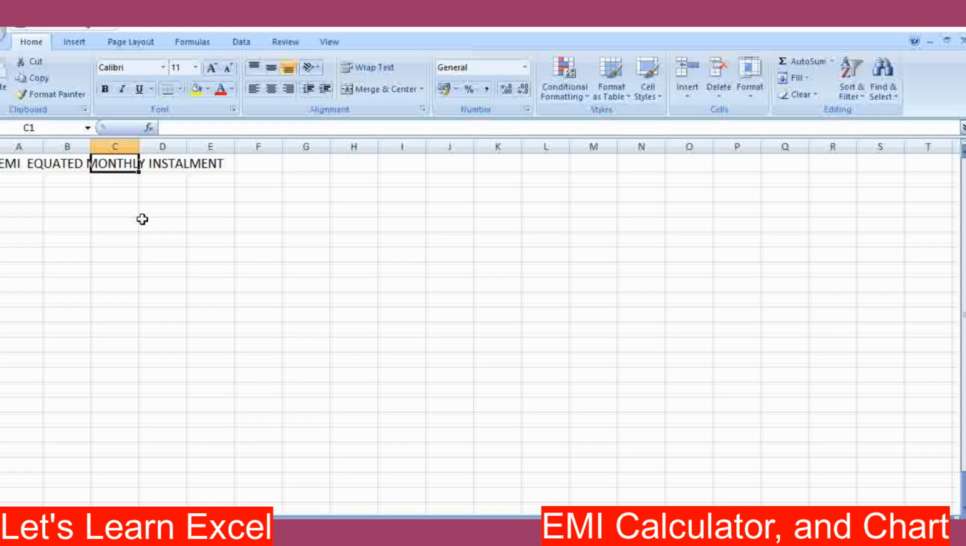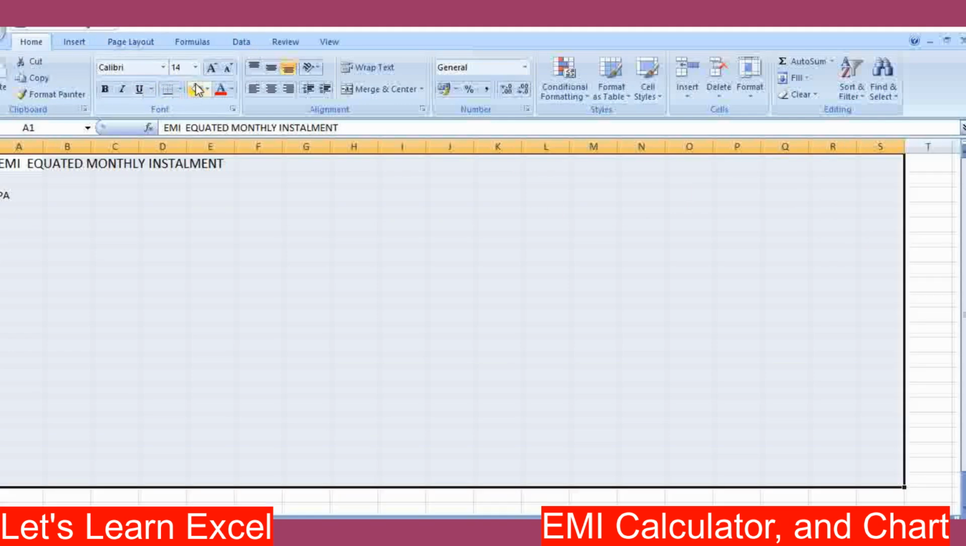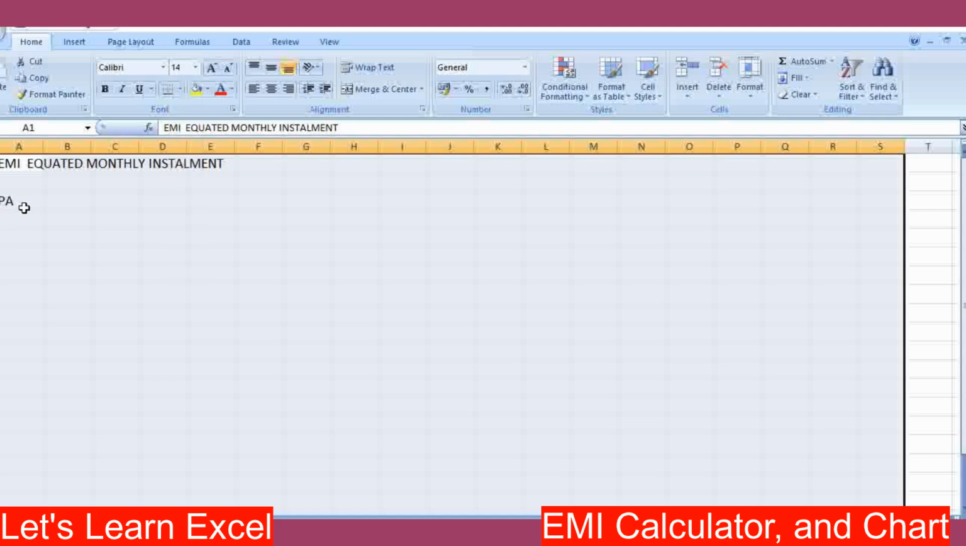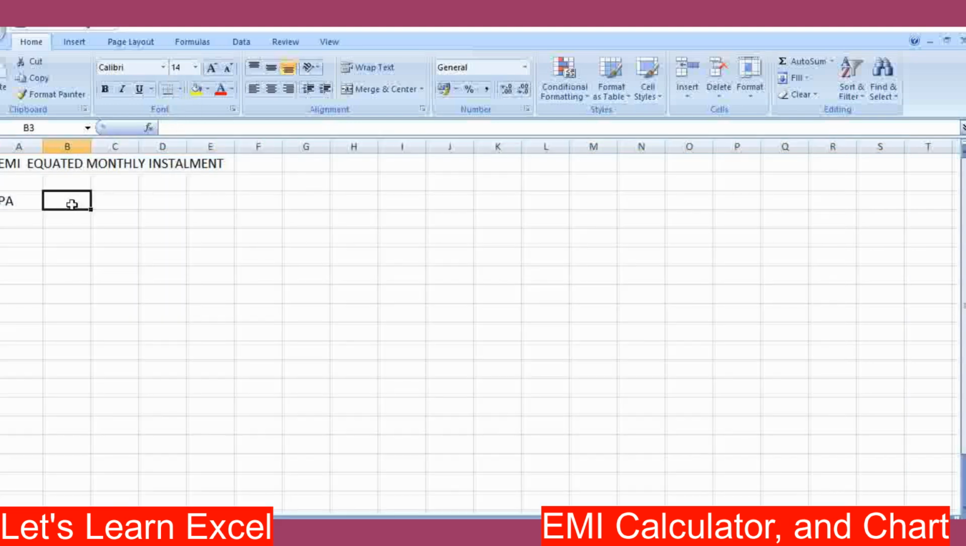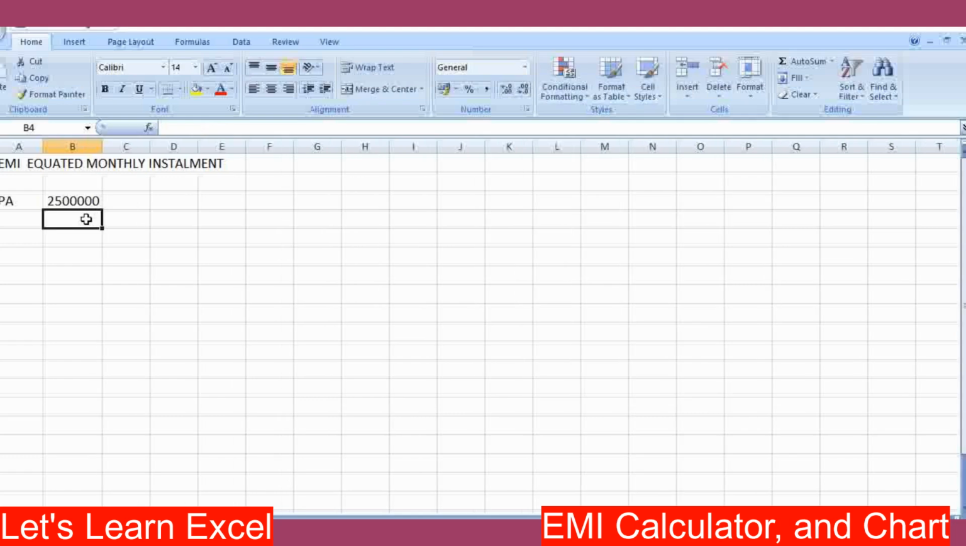Okay, so for this we will require one principal amount here. Principal amount, we will change the font to Calibri 14. It will be, say for example, 25 lakh. Okay, this is 25 lakh rupees, and number of months is 120. That is 12 months per year into 10 years.